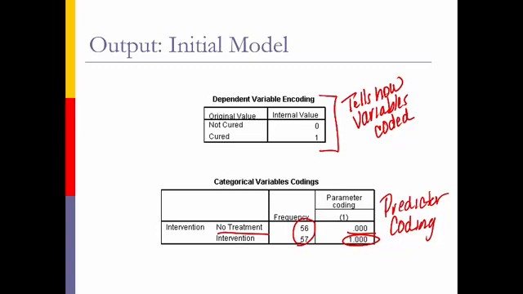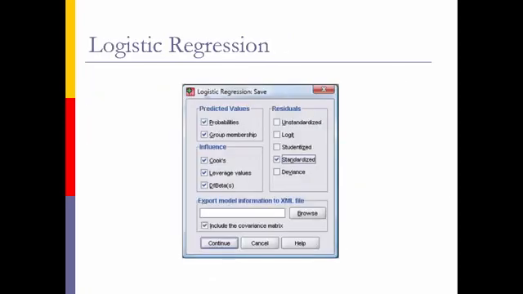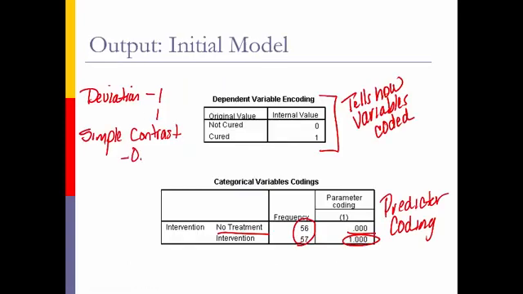Sometimes if you're doing a deviation coding, which is an option in your regression, you're going to have a -1 and a 1. Those are going to be your parameter codings. If you did a simple contrast, simple contrast is -0.5 and a positive 0.5. So you should be able to tell what type of model you're running just by looking at this screen.